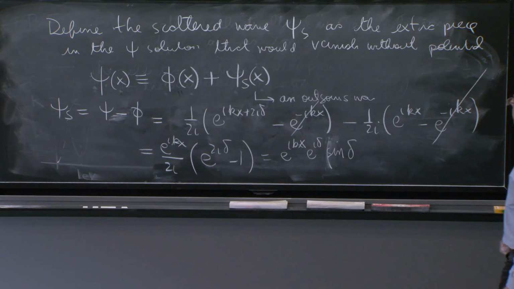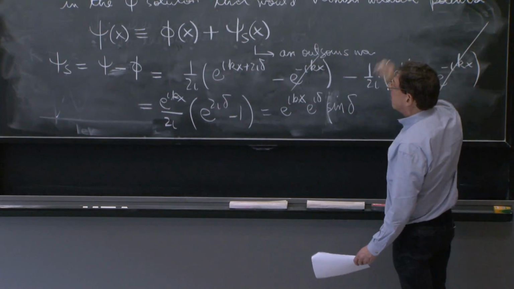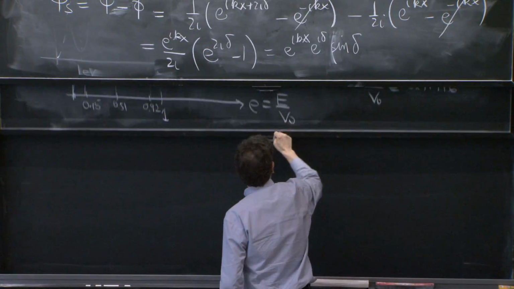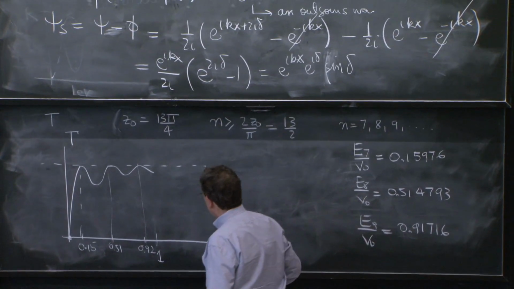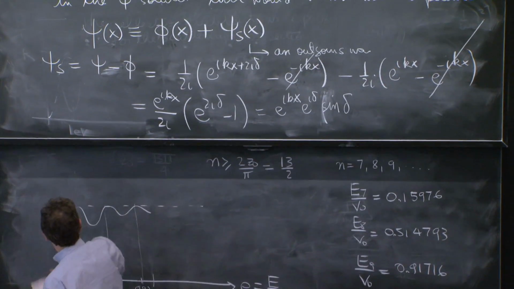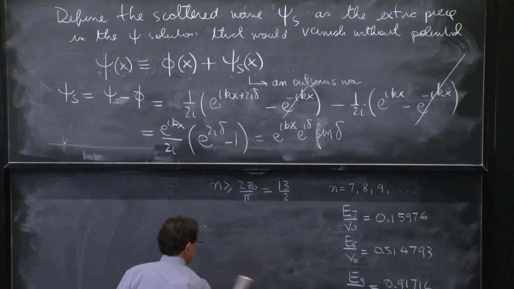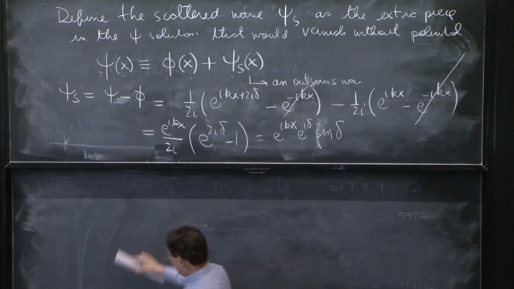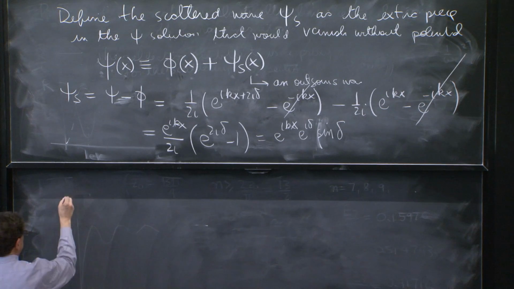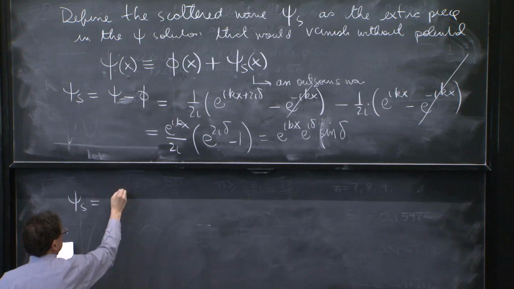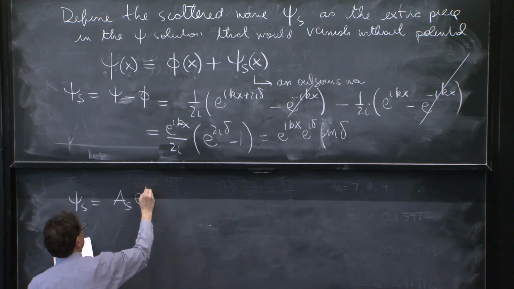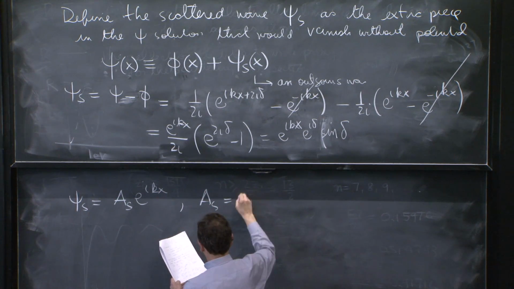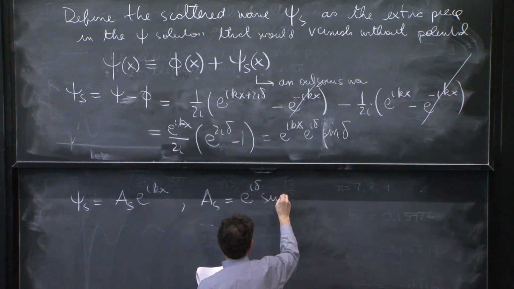So there we go. We have the answer for the scattered wave. It's proportional to sine delta, which again makes sense. If delta is equal to 0, there's no scattering. It's an outgoing wave, and all is good. So I'll write it like this. Psi s is equal to as e to the i kx, with as equal to e to the i delta sine delta.